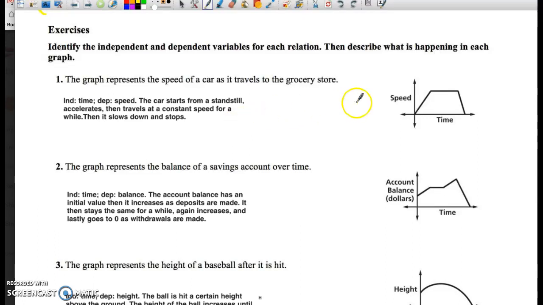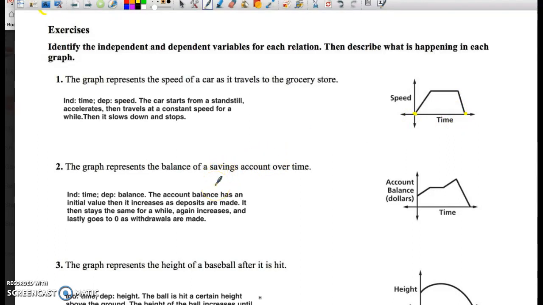The car starts from a standstill, and I know that because it starts at the origin. It then accelerates, it speeds up. Then for a while, the graph goes flat, so it travels at a constant speed for a while and then slows down and stops, comes back to zero. That's a pretty steep line, so somebody's slamming on the brakes there.